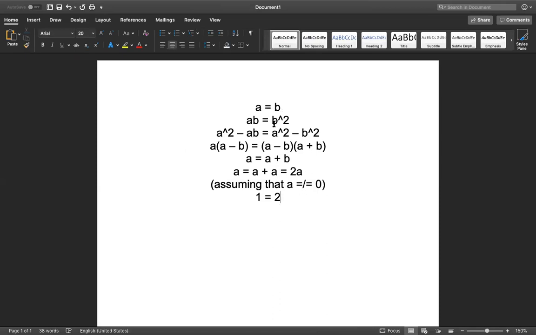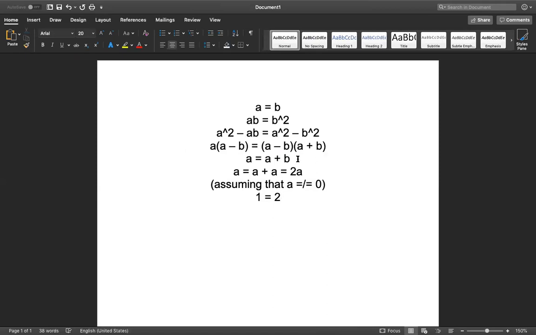A is b. There's no problem with multiplying both sides by b. That's okay. And there's no problem with subtracting both of these sides from the quantity a squared. That's no problem. And there's no problem with factoring them as we did here in line 4. A times a minus b equals a minus b times a plus b.